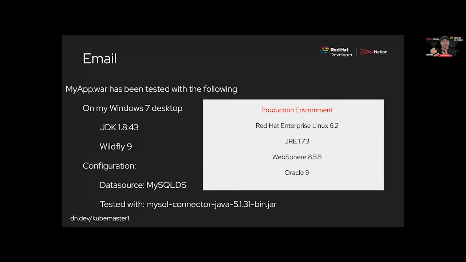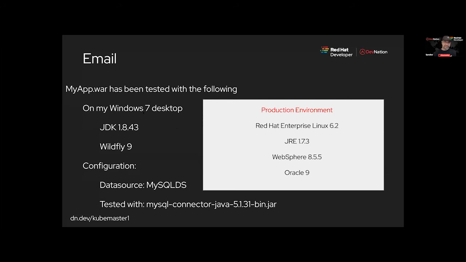You're like, here's my new ear file, my jar file, my npm, my package.json, whatever it is you handed over to the next team. You would document that and say, hey guys, try to configure it this way and I think it'll run. Okay, but the problem is your desktop and your production environment never actually matched.